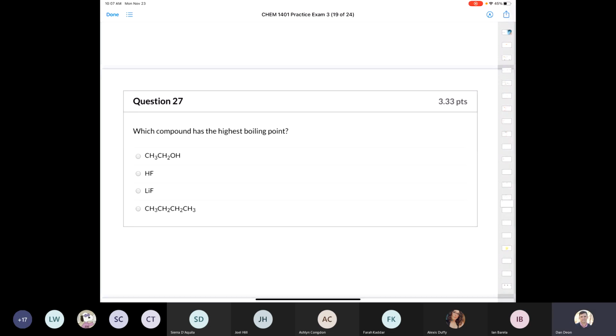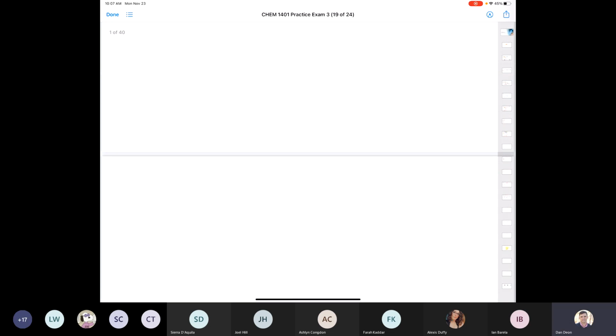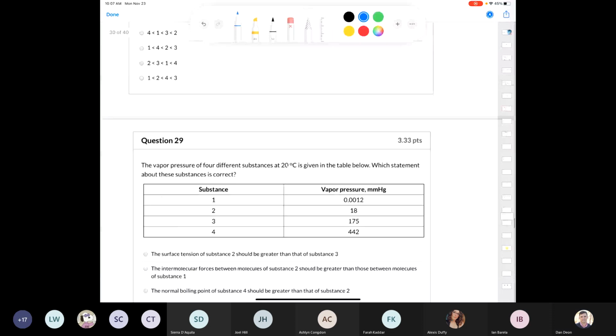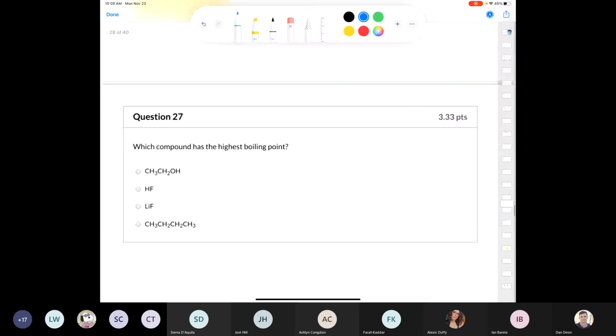No, it's not A or B. No. It's not HF, and it's not this one. There's one that's way higher than those two. Way off the charts compared to those. Anybody have an idea? Definitely not this. This is a gas at room temperature. Man, this isn't good. This is the last one that everybody picked. Okay, it's going to be this one.